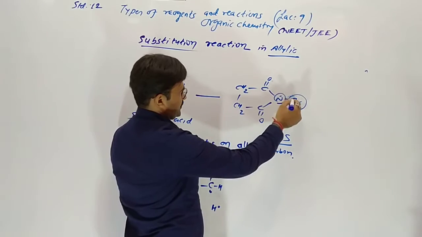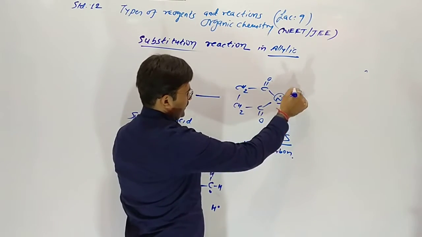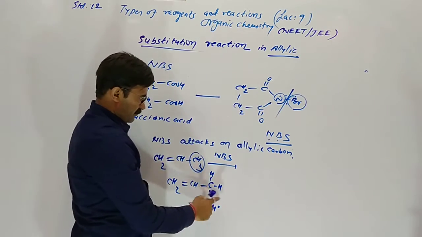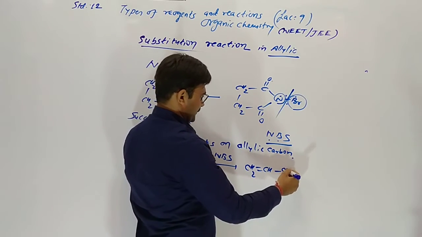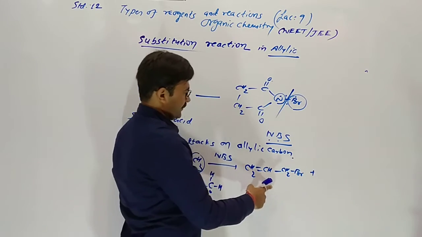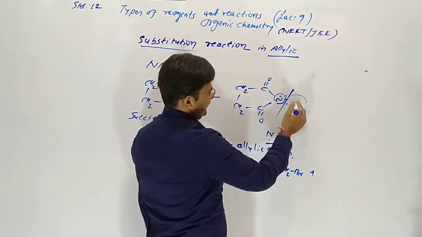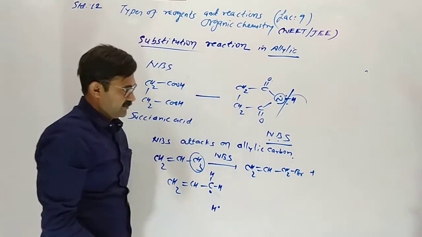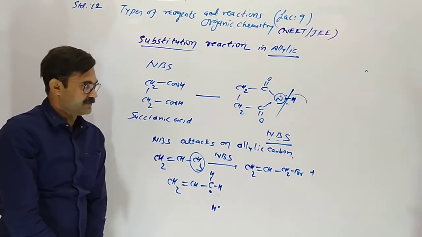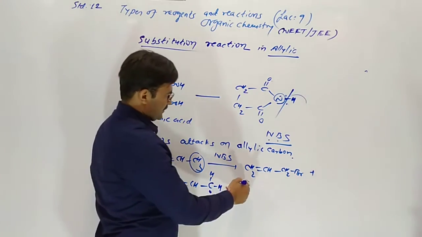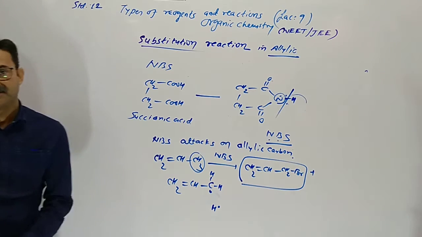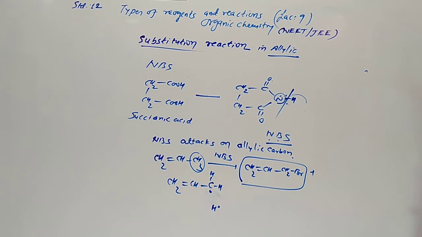From NBS also, the N-Br free radical occurs. Bromine combines here without affecting the double bond, and H comes here. So N-bromo succinimide is converted into succinimide only, and this is our product. This is a free radical substitution.